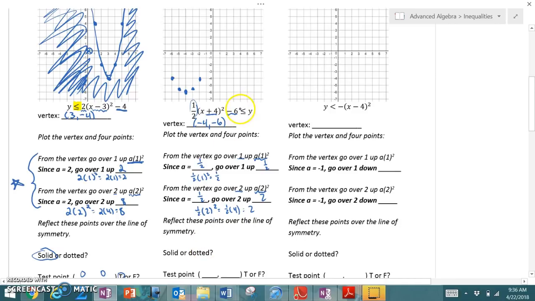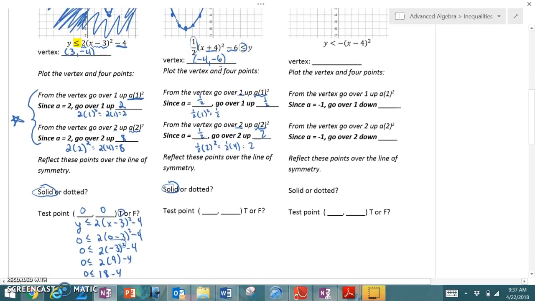Step 2, I ask myself, is it solid or dotted? I go back and I see that my symbol is less than or equal to, so it's going to be solid. So once again, I draw my parabola through those points. And then it appears I'm not going through 0, 0. So I can use the test point 0, 0. I take my 1/2 times x plus 4 squared minus 6 and decide if it's less than or equal to y. I have to go through my algebra.